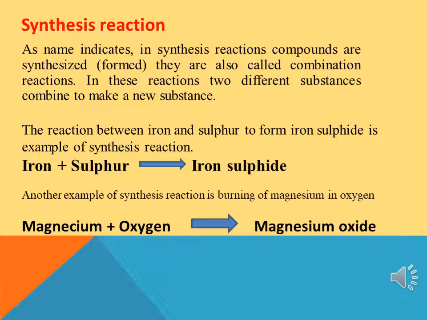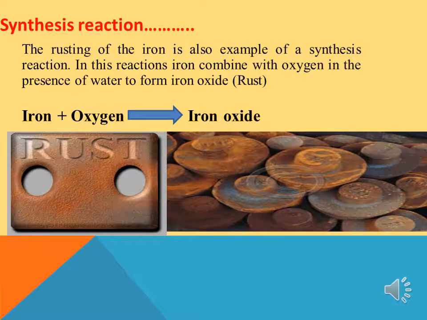Another example of synthesis reaction is burning of magnesium in oxygen. Magnesium combines with oxygen to form magnesium oxide. Dear students, the rusting of iron is also an example of a synthesis reaction. In this reaction iron combines with oxygen in the presence of water to form iron oxide, rust. Iron plus oxygen gives iron oxide, which is rust.